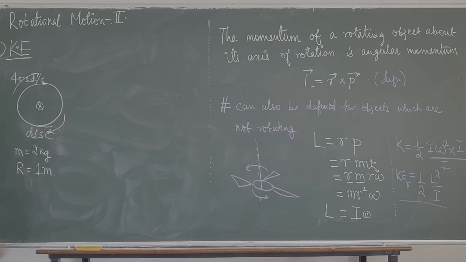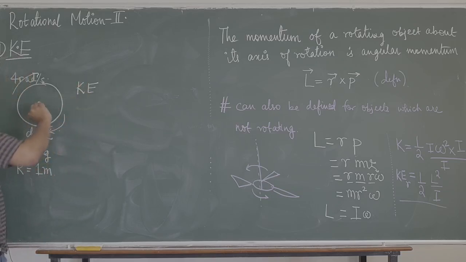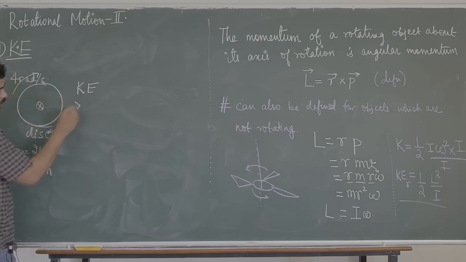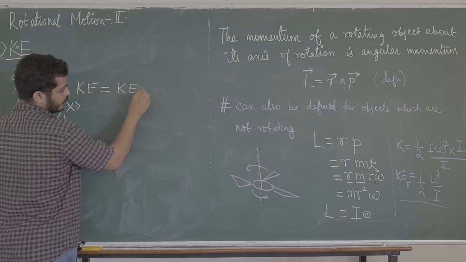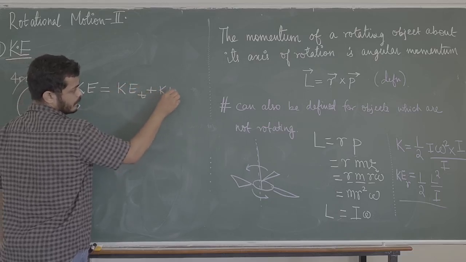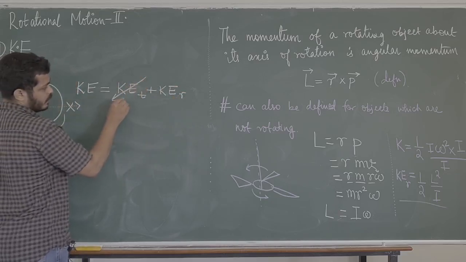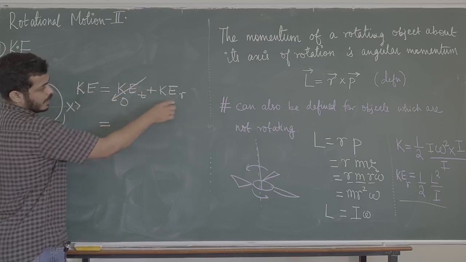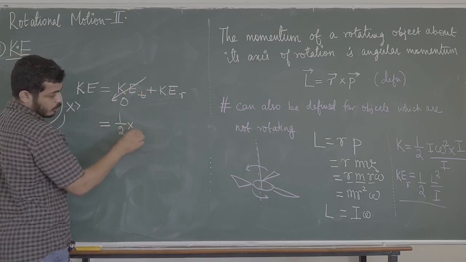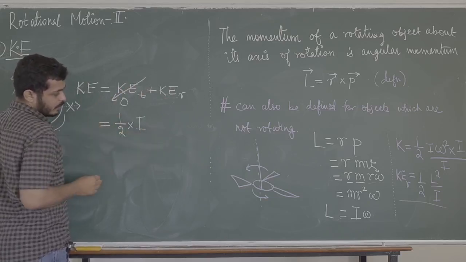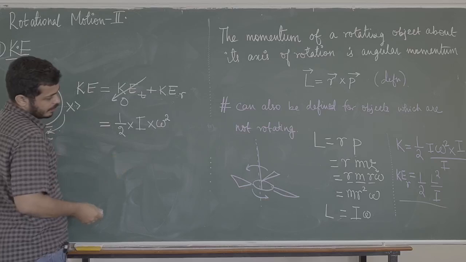So how would you define kinetic energy? In this case, the disk is not moving, so that is 0. You can write kinetic energy is equal to kinetic energy of translation plus kinetic energy of rotation. Don't do this always. If you understand it's not translating, you can just write this is equal to 0. Simple. Kinetic energy of rotation will be equal to half multiplied by, not mass, I, moment of inertia, multiplied by omega square. So half I omega square.